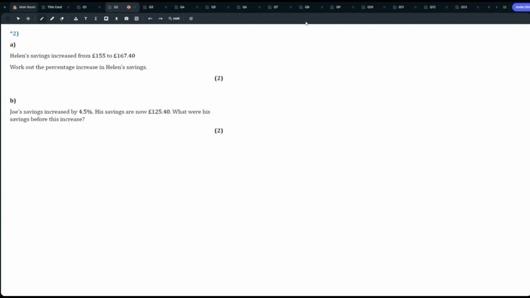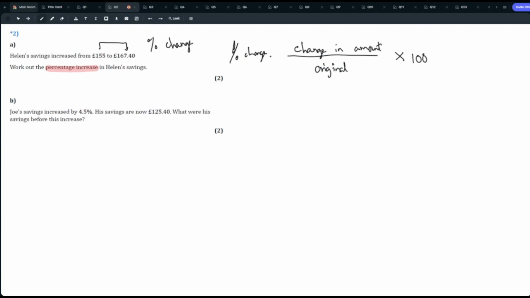Question number 2. This is a calculator question. Helen's savings increased from £155 to £167.40. Work out the percentage increase in Helen's savings. Okay, percentage increase, we're going from one amount to another. And when this happens, this is a percentage change type question. Okay, the general rule for percentage change is work out a change between the two amounts and then divide it by the original amount. This will get your decimal, and then you just times it by 100 to get your final answer.